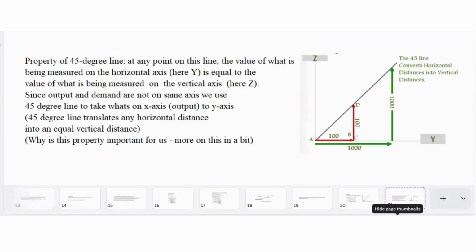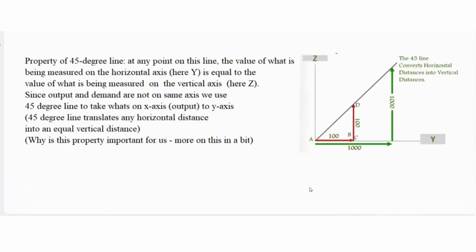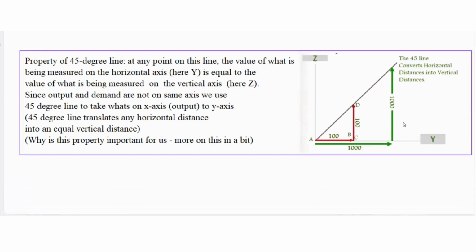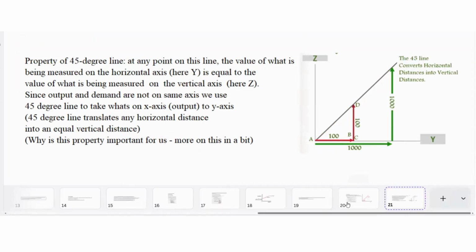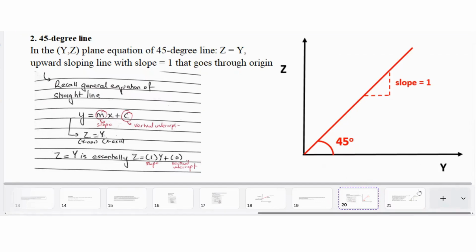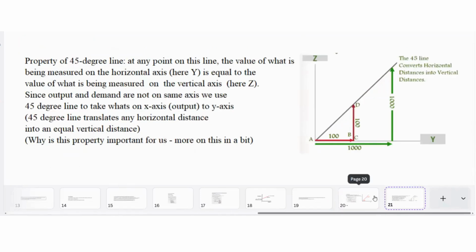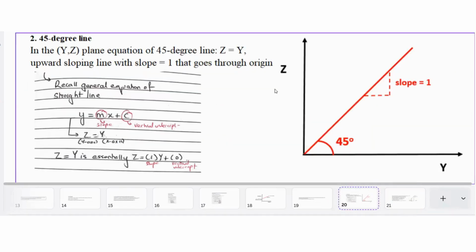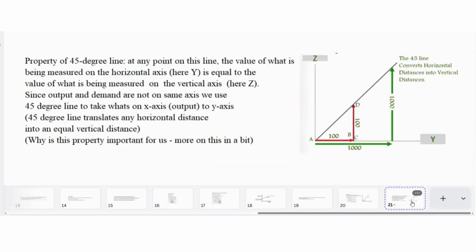Right, now let's look at an important property of the 45-degree line. We know the equation of the line is Z equals Y, and Z is what is being measured on the vertical axis. So it follows that the property of the 45-degree line is that at any point on this line, the value of what is being measured on the horizontal axis, Y, is equal to the value of what is being measured on the vertical axis, Z. The equation of the line is Z equals Y. So whatever is measured on the vertical axis, Z in this case, is equal to whatever is measured on the horizontal axis, Y in this case.